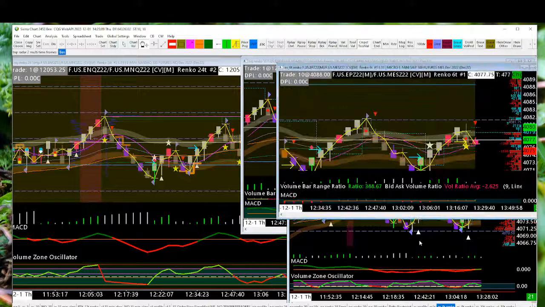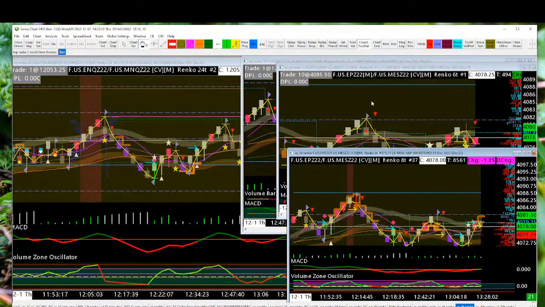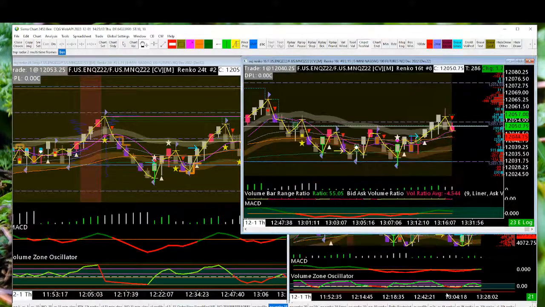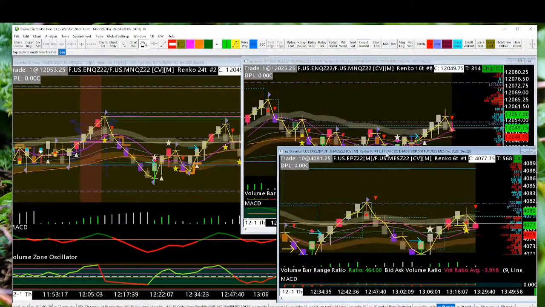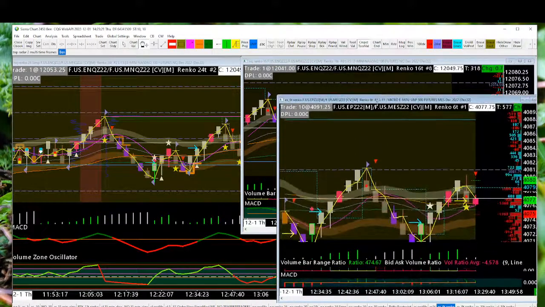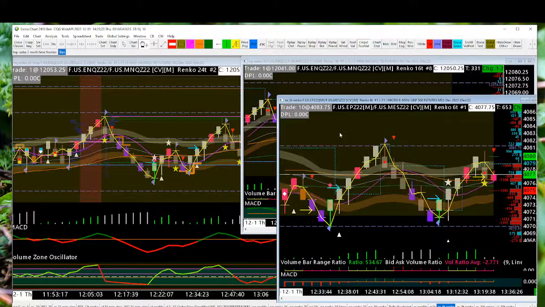Let me look on the 6 tick. There'll be more of them. So if you're trading ES, the 6 or the 8 work pretty good right now. If it's slow, you can do the 6. If it's too hard to read, then switch to the 8.